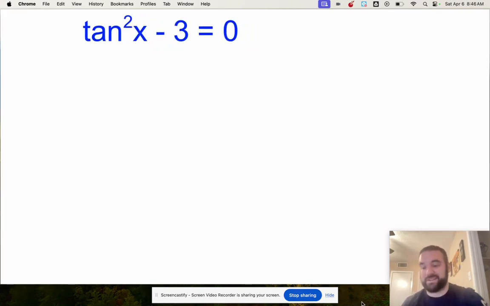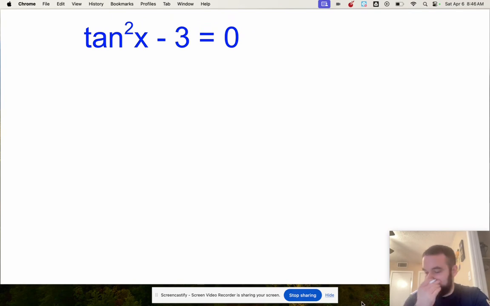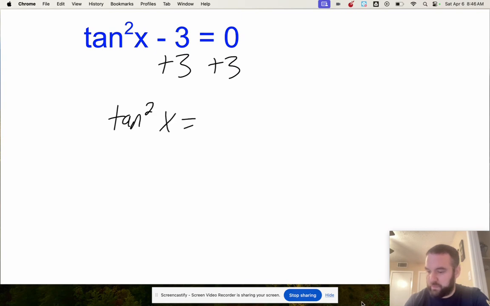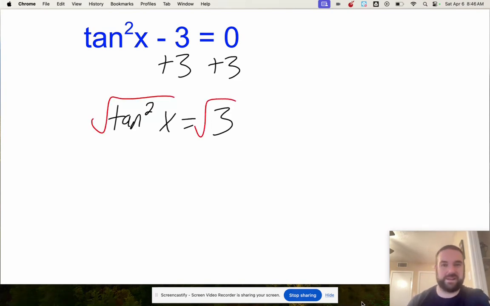Tan squared x minus 3 is equal to 0. Okay, well, I don't know what the heck tan squared is, but let's go ahead and add that 3 to both sides. So we got tan squared of x is equal to 3. Here I'm going to have to square root to get rid of the squared, right? I can't really divide by tangent on both sides or do anything, but I can undo the squared by square rooting both sides.